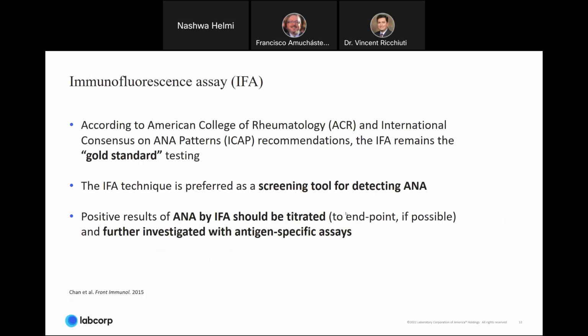So as we said, the titer is important because you will get a pattern, for example homogeneous, and a titer of 1 to 80 if it's a really weak positive, or a very high titer greater than 1280 if your patient has a lot of antibodies produced.